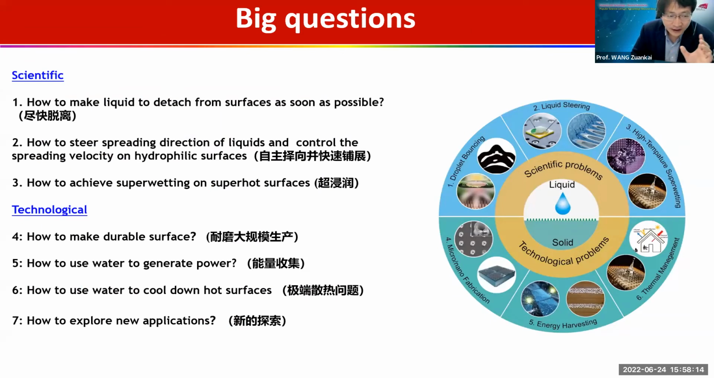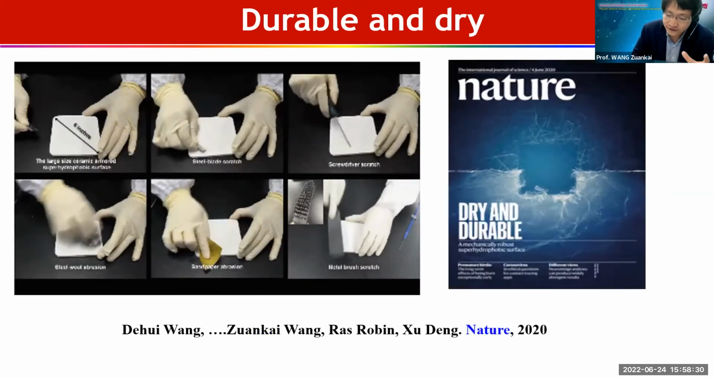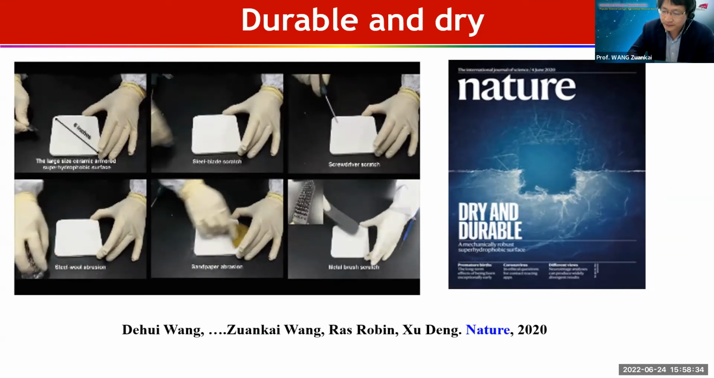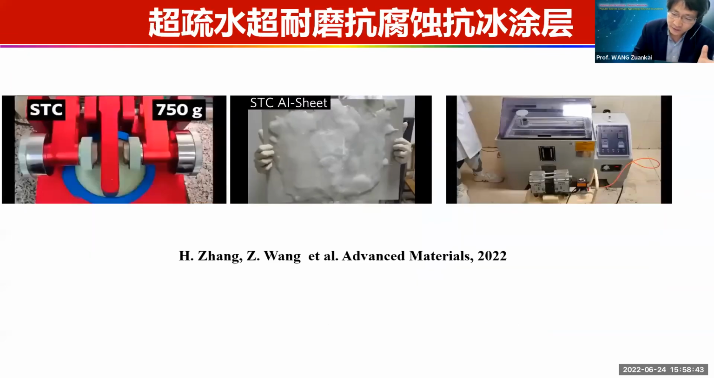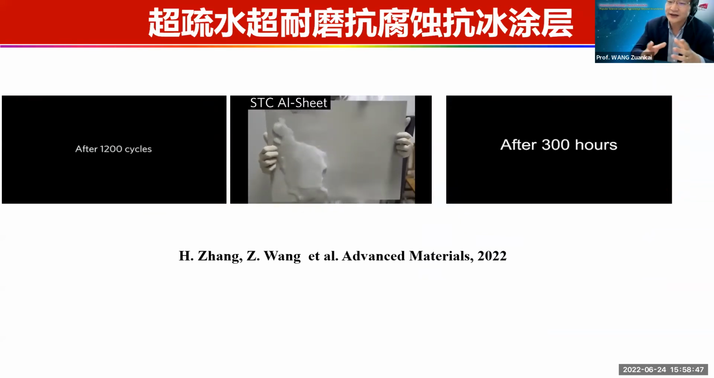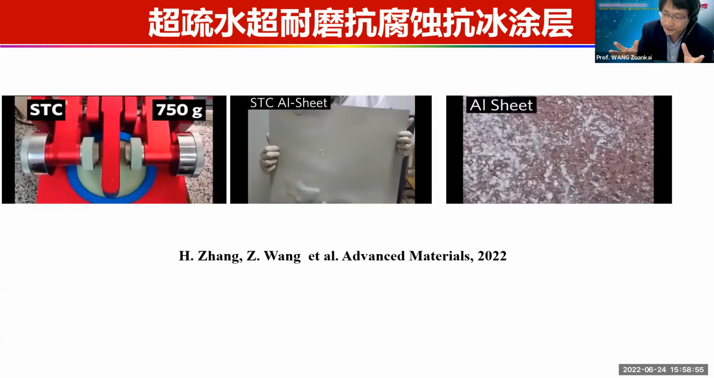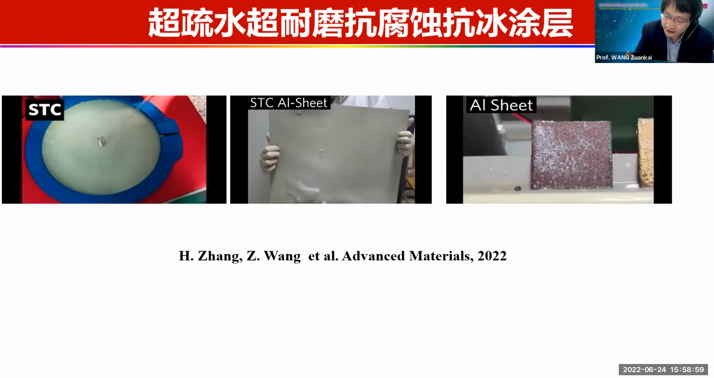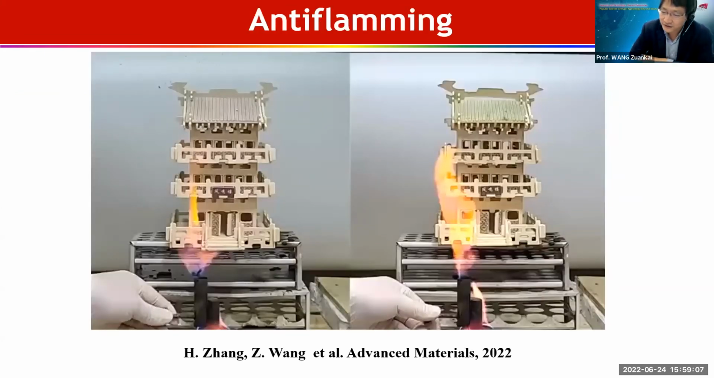Okay, so I talked about the three fundamental questions: how to control the water flow, and how to fabricate the surface, right? We use spray coating technology, and we also design a very beautiful structure. The surface is very robust and durable, and also keeps very good superhydrophobic property. Recently we also adopted another design. The design is very similar to our skin. Our skin is made of three layers. Our design also has three layers, so the surface can prevent ice formation, and the surface is anti-corrosive. The surface is very robust, and even when we heat the surface, there's no firing.